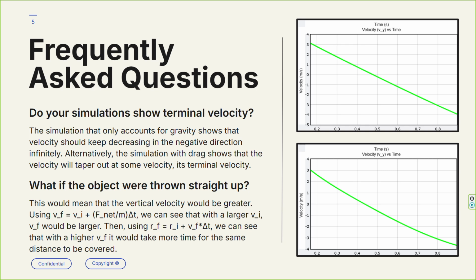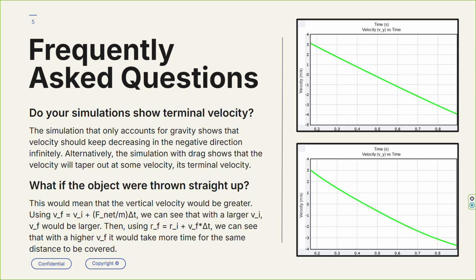Hopefully you can see it. I tried to enunciate it, but it might be a little hard to see. It does curve towards, so it increases less the further along we go. So we would expect that at a theoretical infinity, it would bottom out at some final velocity, which would be its terminal velocity. Finally, the final question we have is, what if the object were thrown straight up?